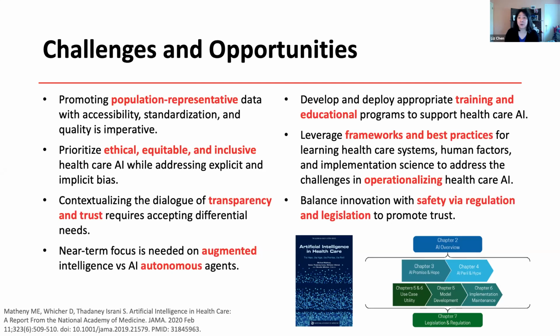Other things that are important as we think about systems are human factors and implementation science, which is really growing as a field to address challenges when we think about operationalizing or putting AI into practice. And then also really balancing innovation with safety, and regulation and legislation to promote trust. We can't just build these systems. We really need to think about all these other things related to regulation and legislation out there.